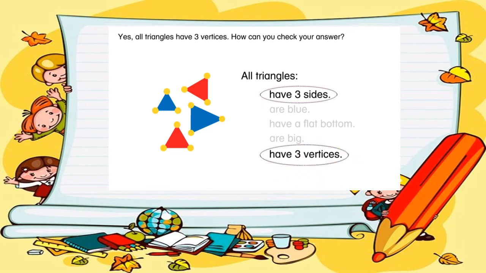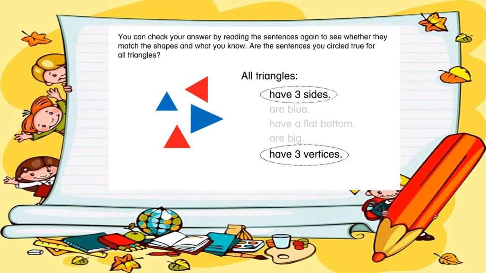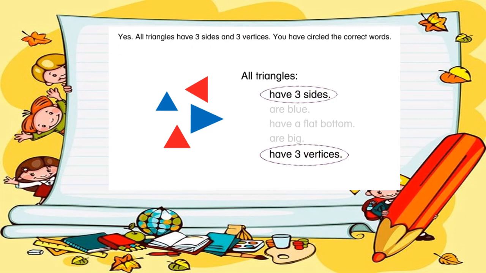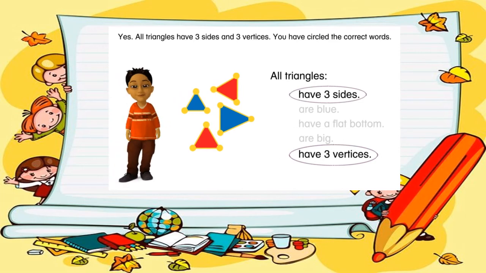How can you check your answer? You can check your answer by reading the sentences again to see whether they match the shapes and what you know. Are the sentences you circled true for all triangles? Yes, all triangles have three sides and three vertices. You have circled the correct words. Great job!